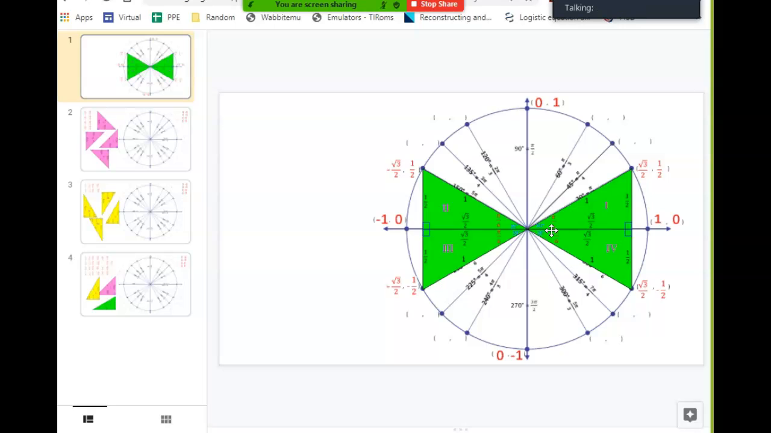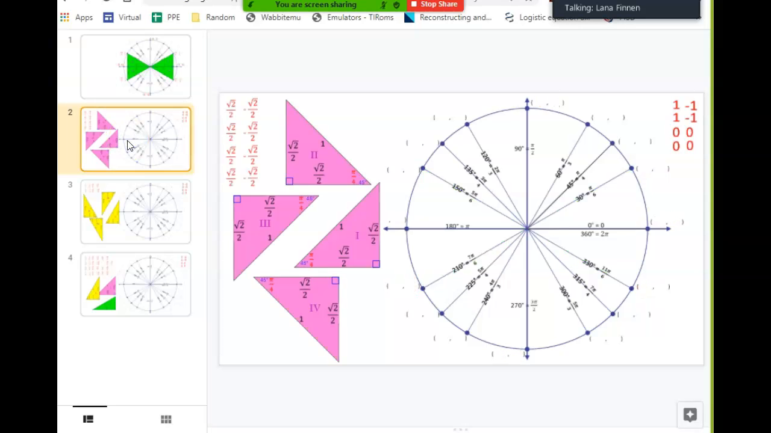Any questions? All right, I want you to go to the second slide and just fill in your 4 quadrantal ordered pairs and stop. Okay, you might have to move this triangle over a little bit. Fill in these 4 ordered pairs on your quadrantals and then stop for me.